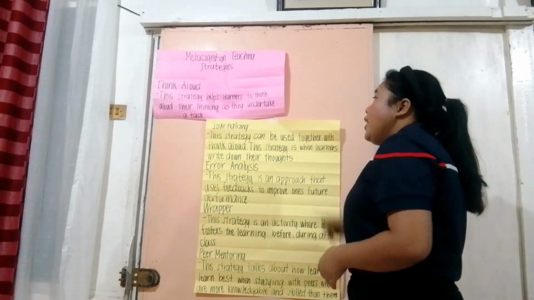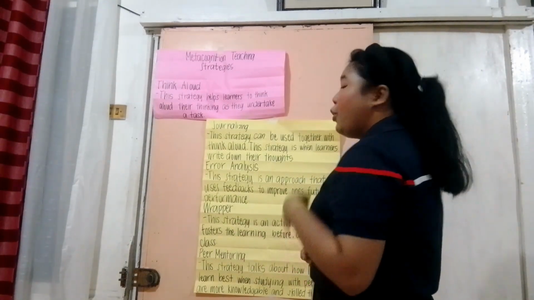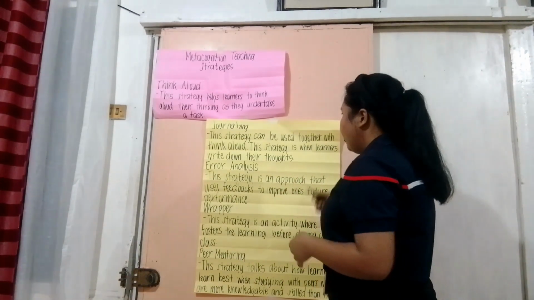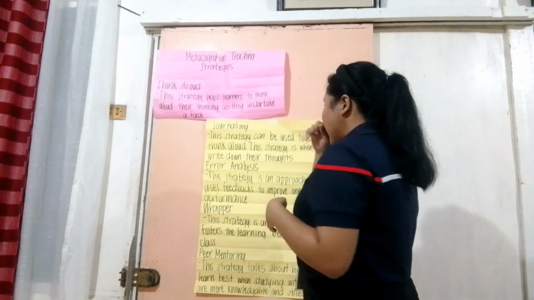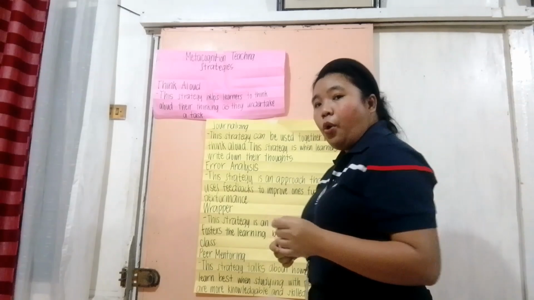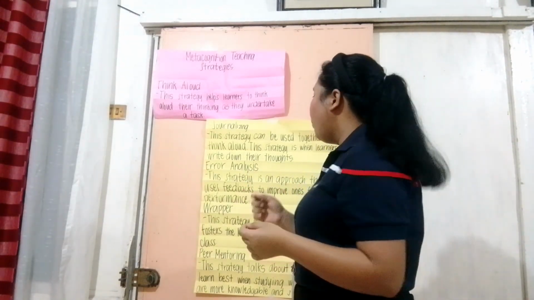When we report, we also think of what we are going to say to the people that are looking at us or hearing us. And next is journalizing. This strategy can be used along with think aloud, as we are also thinking of what we are going to write. In this strategy, the learners write down their thoughts. Example of this is also essay writing, or when we write journals, or diaries, as we are thinking about what we are going to write.